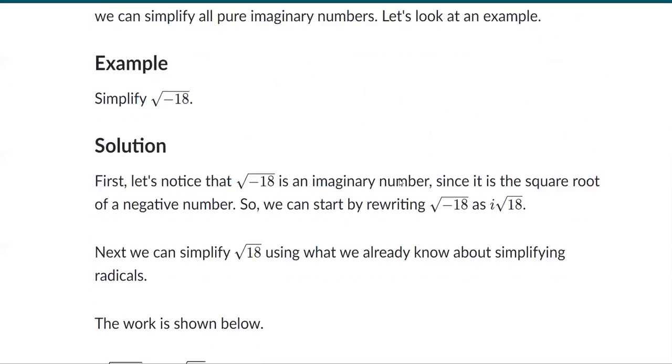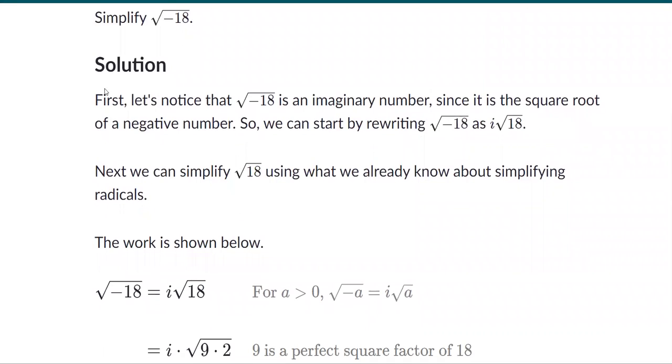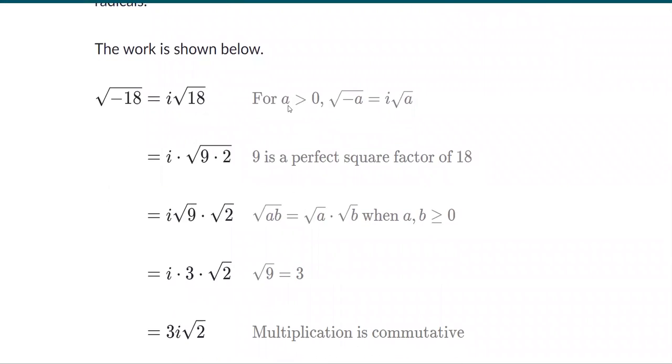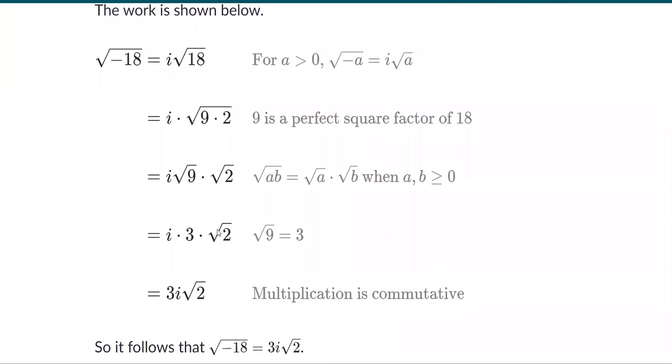Okay, so moving on. So here's the Khan Academy explanation. First, let's notice that root negative 18 is an imaginary number since it is the square root of a negative number. So we can start by rewriting it. The root of negative 18 is i root 18. Next, we can simplify root 18 using what we already know about simplifying radicals. The work is shown below, and we pretty much have already explained all of this stuff.